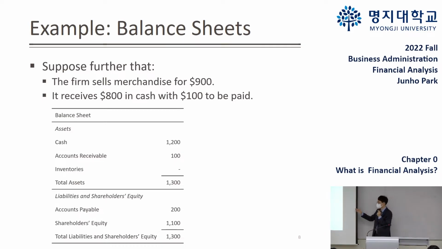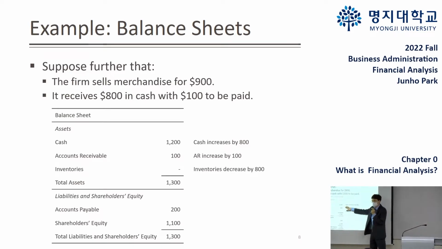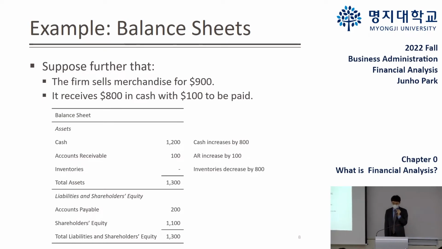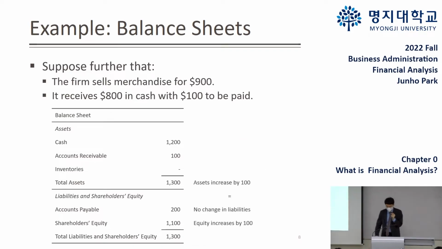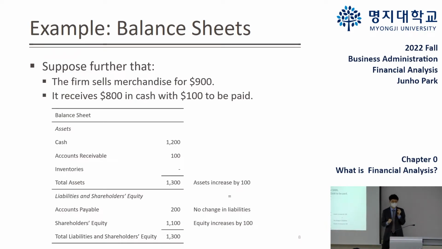So this is the change right now you have. And then, for this transaction, you gained cash by 800, and accounts receivable has increased by 100, and inventory decreases by 800. So if you sum these all, you get a conclusion that your assets increased by 100.